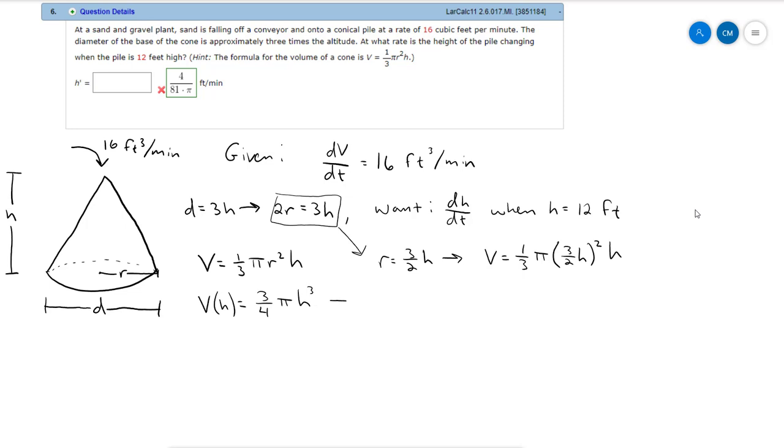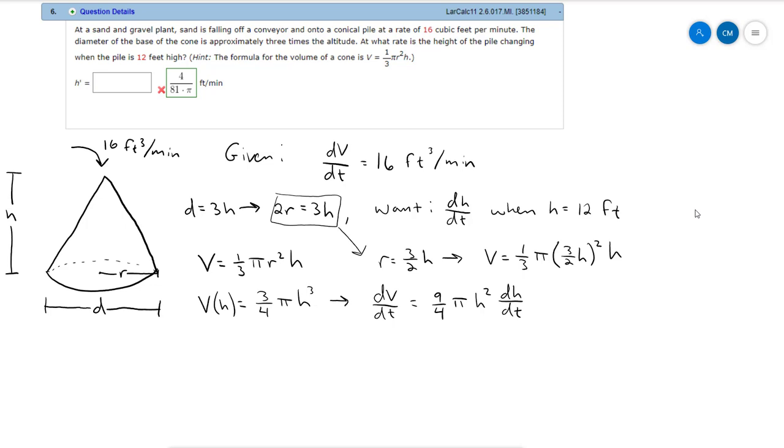Next step is going to be to differentiate both sides of this with respect to time. If we differentiate the left side with respect to time, we are left with dV/dt. And then if we differentiate the right side with respect to time, we're going to get 9/4 pi h squared. And then again, we have to remember that h is a function of time, so we have to use the chain rule here and multiply by the derivative of h with respect to time. And so that's dh/dt.